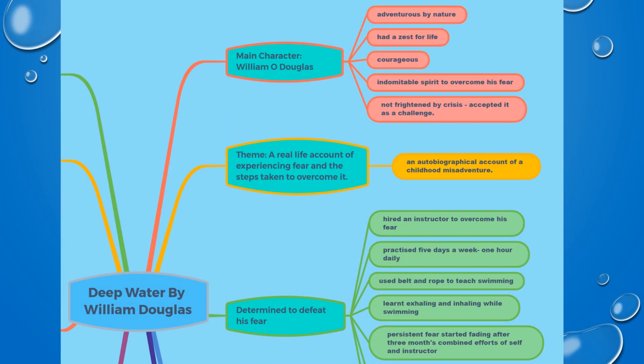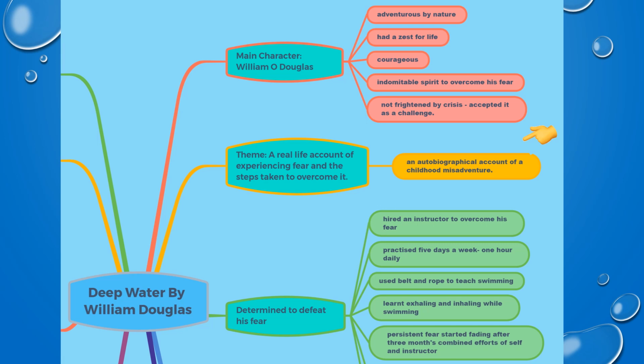Let me explain the important points of the story now. The story The Water is an excerpt taken from Of Men and Mountains by William Douglas, published in 1950. The story describes how, as a young boy, the narrator was nearly drowned in a swimming pool. It is an autobiographical account of a childhood misadventure which left a permanent impression on the narrator's mind.